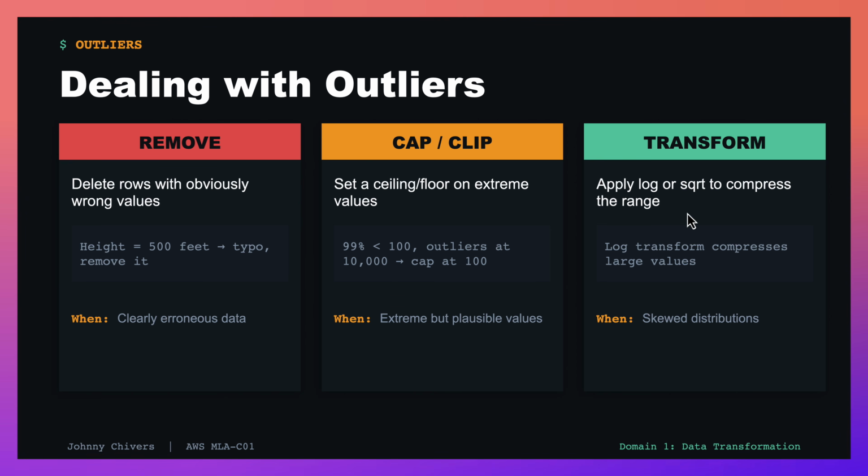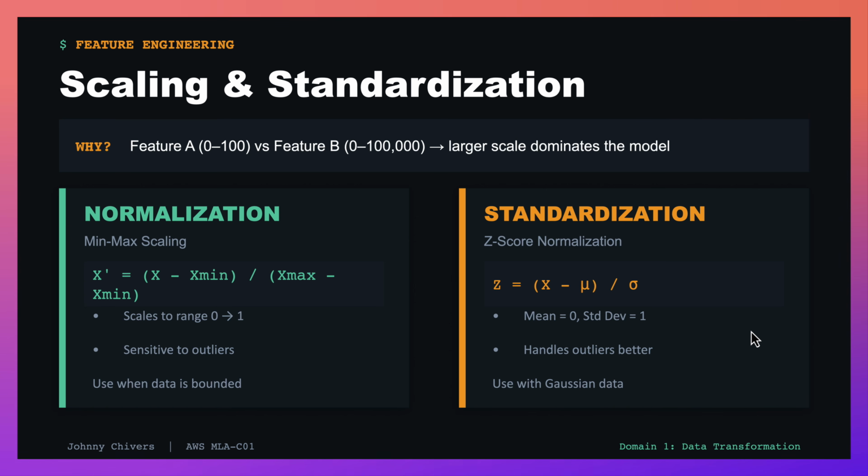And then the last one that you will need to know for the exam is when to apply a log or a square root to compress the range. So you can actually compress the range of things using logarithm transformations. So for the exam, you will need to know when you want to remove, when you want to set a floor, or when you want to actually skew the distribution, squeeze it back into an applicable range using a log transformation. Scaling and standardization, so just a little bit more about this.